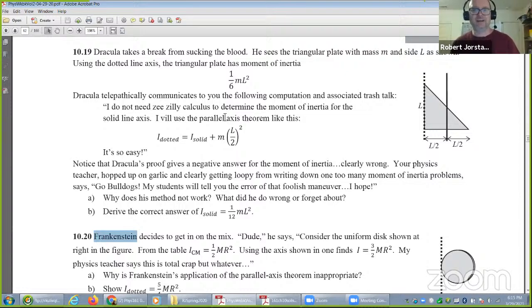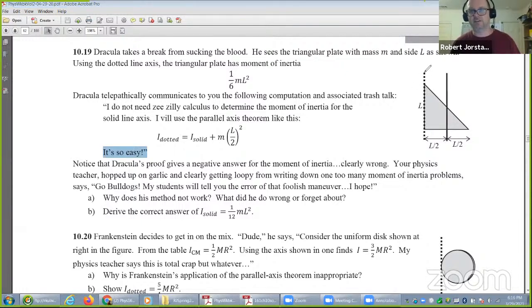Dracula, I do not need calculus for a moment of inertia, solid light axis, man. Hey, don't you know, man, it's so easy, don't you know? That voice is actually taken from a guy I used to wash dishes with. I used to be a dishwasher. His name was Zoltan. Hey, Rob, man, don't you know Rob? Anyways.